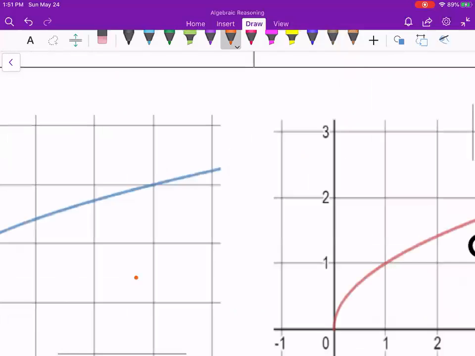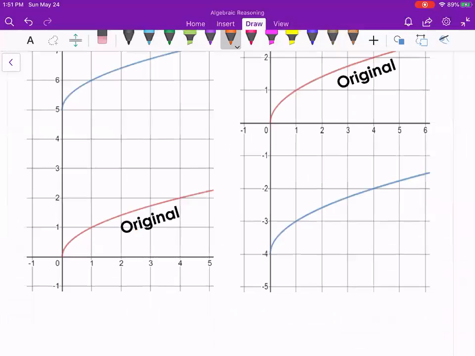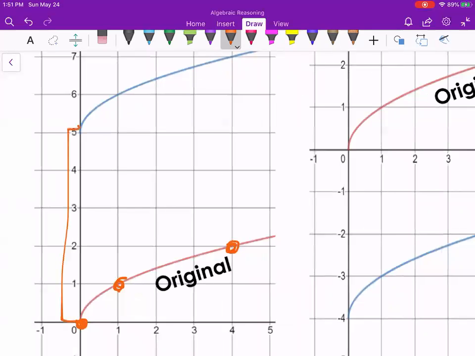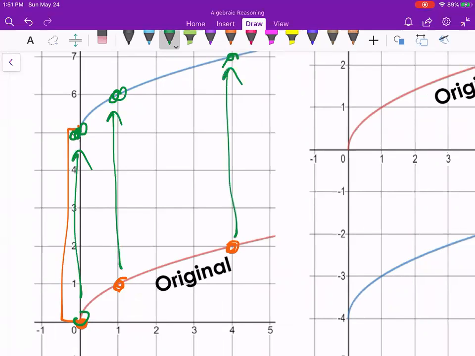So again, for our pictures, there's my original with those same starting dots. And it was shifted up. Every one of those starting dots just moved up. And this is our plus k. All we did was move up.